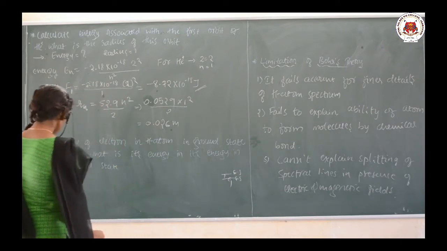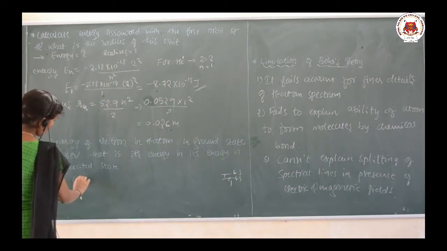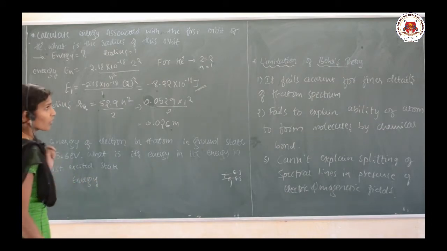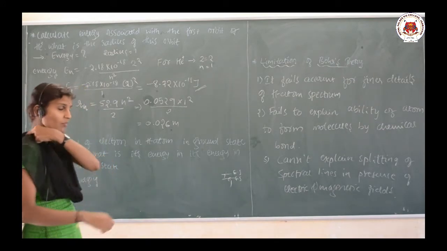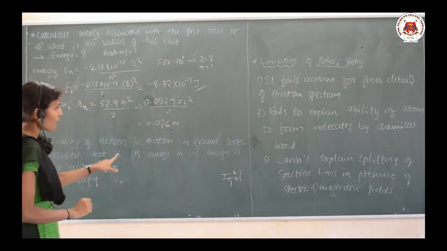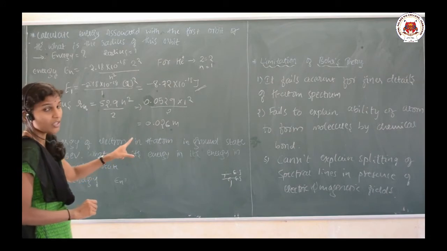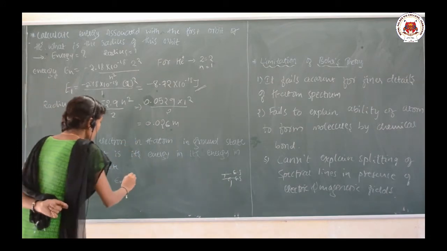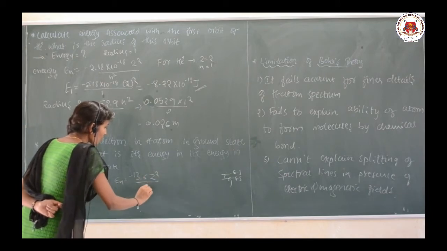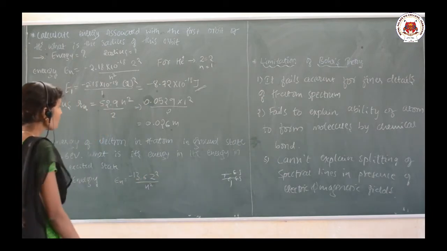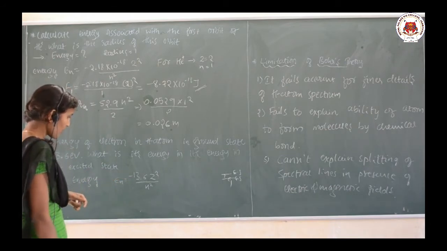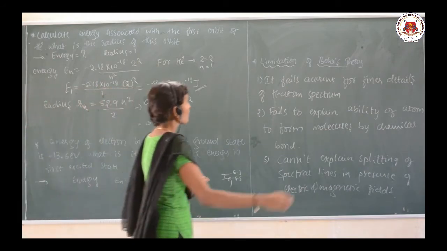So, we have the formula for the hydrogen atom, energy En is equals to, in order to apply this for hydrogen, minus 13.6 into Z square divided by N square.